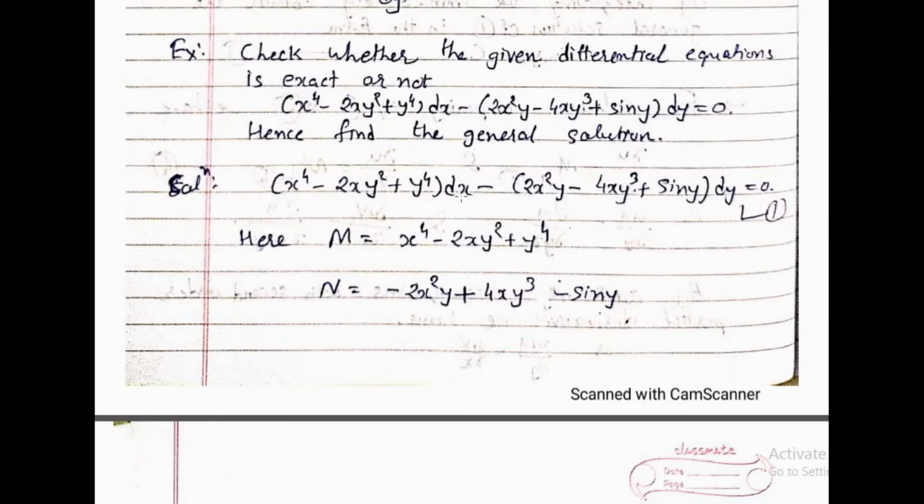The term with dx is called M, the term with dy is called N. So M is equal to x⁴ − 2xy² + y⁴, and N is equal to, multiplying this minus inside, −2x²y + 4xy³ − sin y.